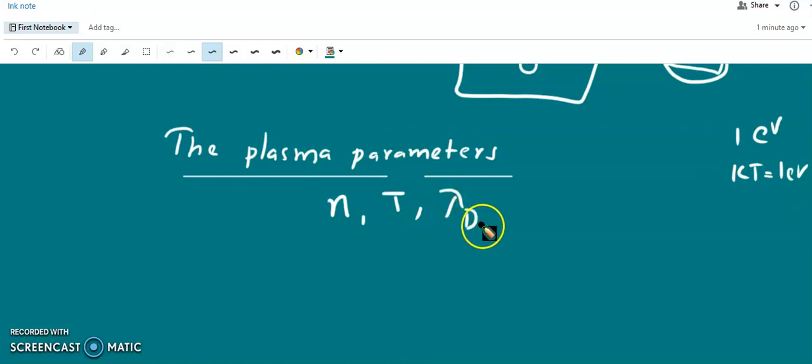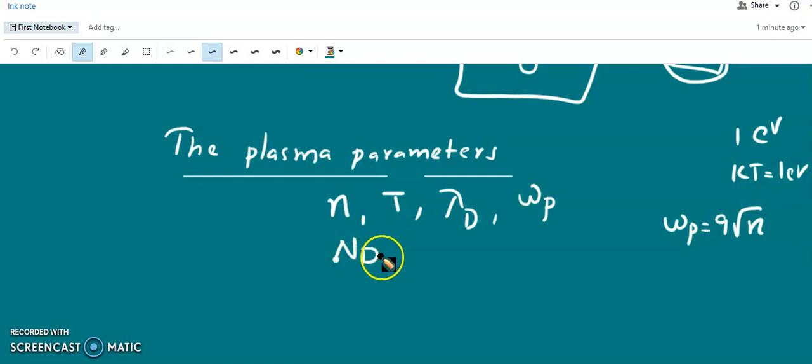That is another parameter of plasma. And there is a plasma frequency that we have discussed in our module 2 and we have seen that this is equal to 9 root n, and we will discuss another derivation for this plasma frequency later. So these are the parameters we have already discussed and there is one more parameter which is called the number of particles in the Debye sphere, ND.